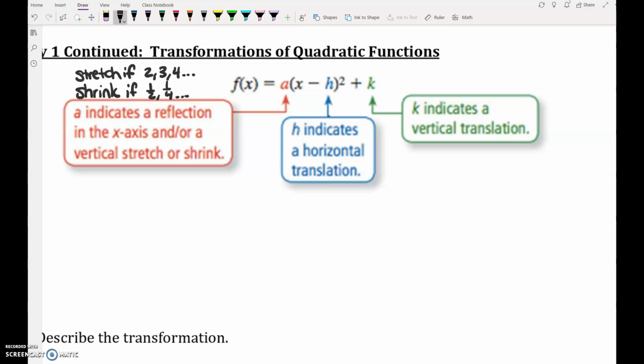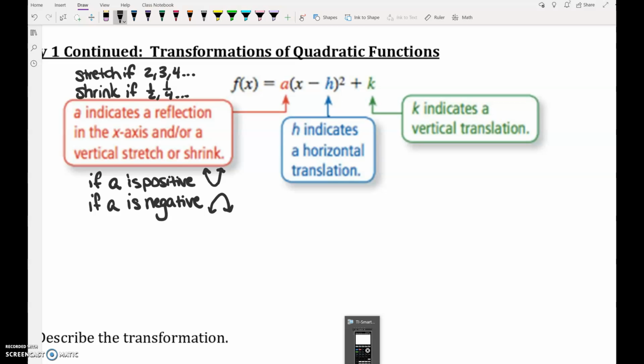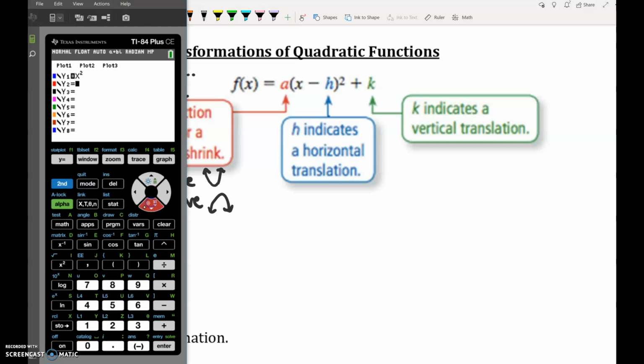The reflection: if A is positive, the graph is going to open up and be a U-shaped parabola. If A is negative, it's going to flip that graph down over the x-axis and it's going to look like a hill, an upside down U. It'll open down. So that positive or negative is going to tell us if the graph opens up or if the graph opens down. And if you want to see that, I can graph in here.